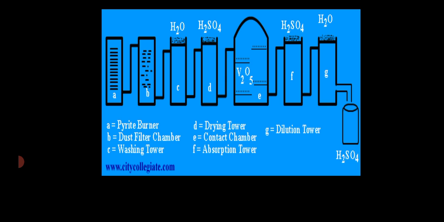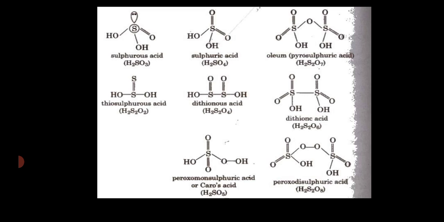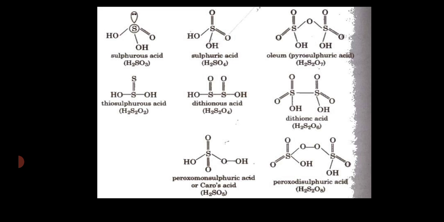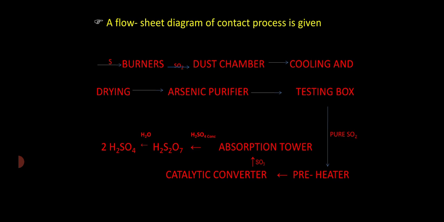And economically it is advantageous for us, because you can see we are taking 1 mole of sulfuric acid to prepare oleum, but we are getting 2 moles of sulfuric acid as a product. Got it? So economically it is advantageous for us.